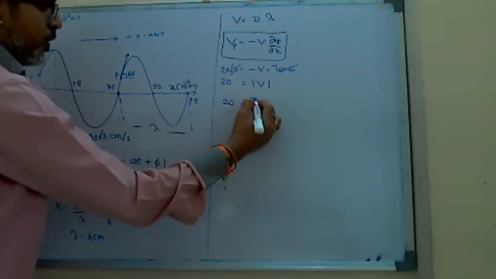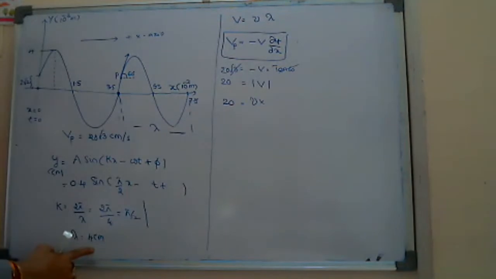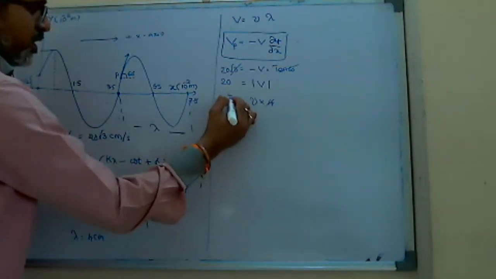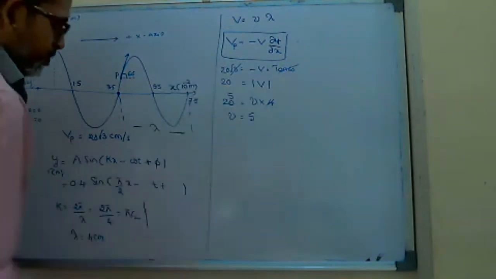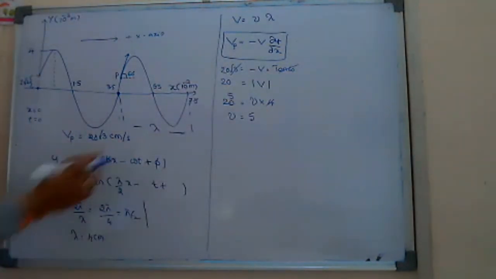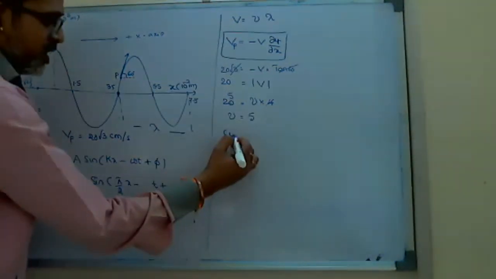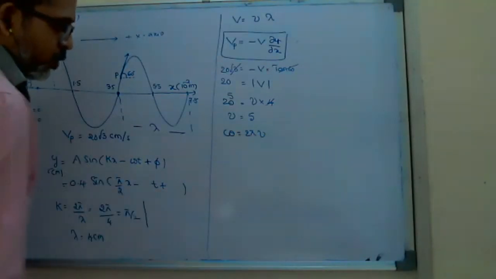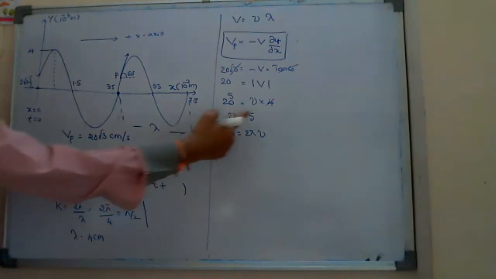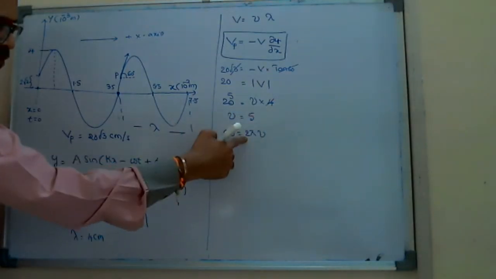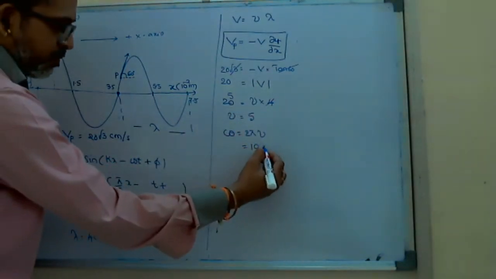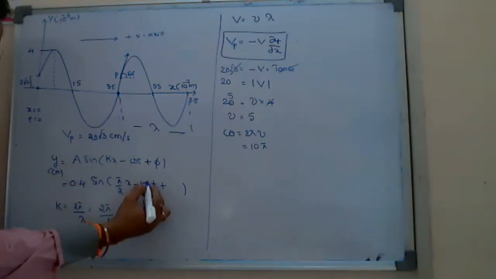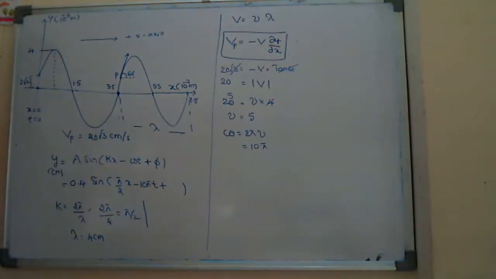V is equal to mu into lambda. Lambda is 4 centimeters, and v is 20, so you will get mu as 5. Then I think you can find omega. Omega is equal to our formula 2 pi mu, that is 2 pi by t, where 1 by t is mu. Mu is 5, so 5 into 2, 10 pi. So omega I am getting here as 10 pi. So the second part is also filled there.